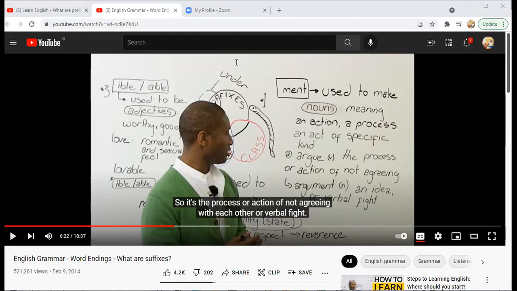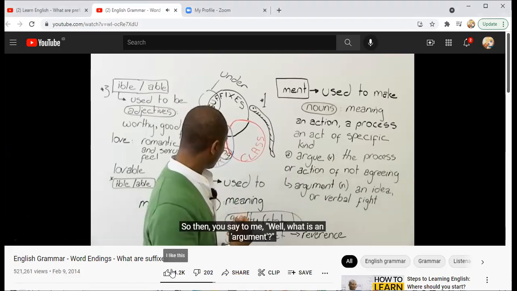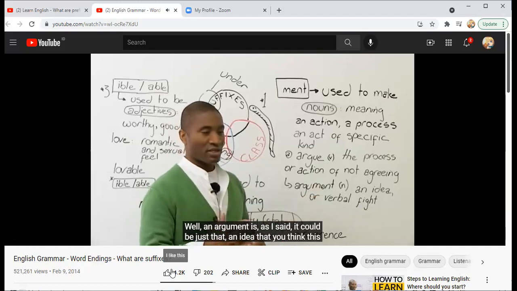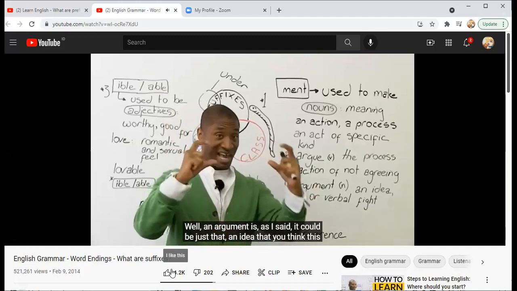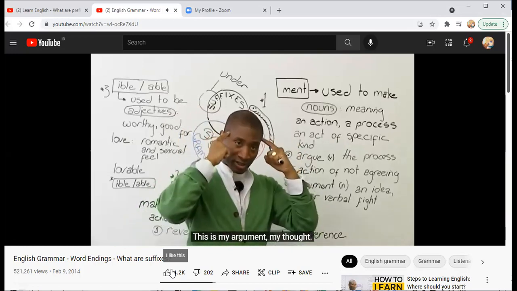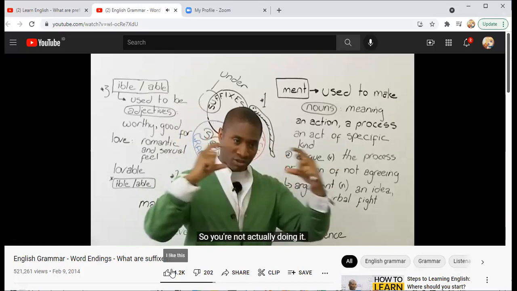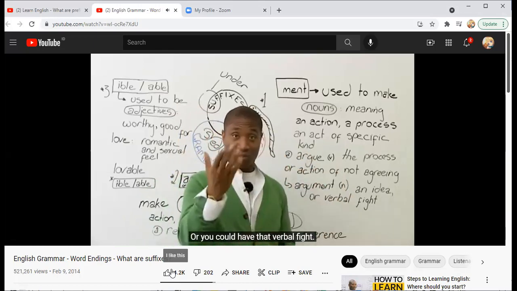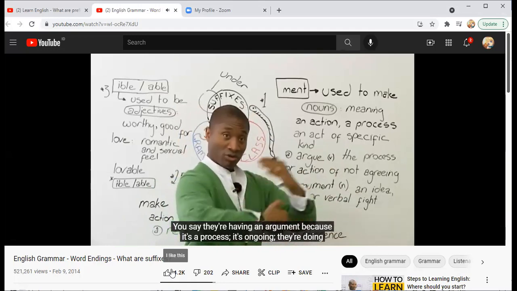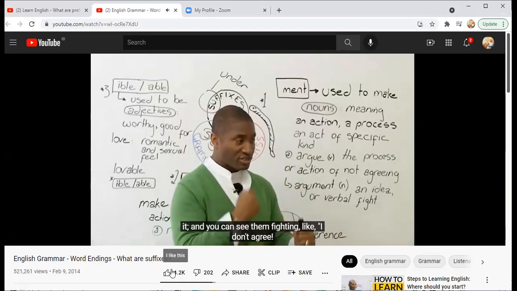Okay, let's move on. Or a verb of fight. So then you're saying, well, what is an argument? Well, an argument is, as I said, it could be just that, an idea that you say, I think this is true. This is my argument, my thought. So you're not actually doing it. That's the argument. Or you can have that verbal fight. You say you're having an argument because it's a process. It's ongoing. They're doing it. And you can see the fight.